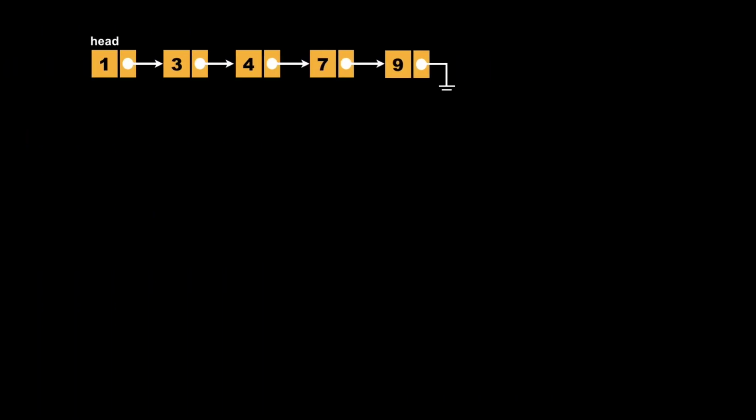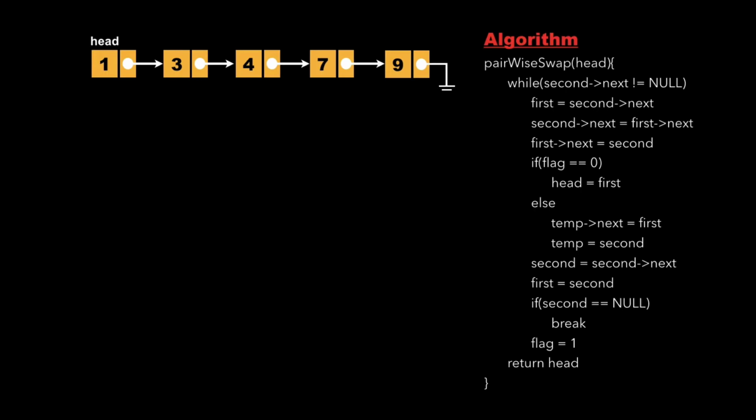So now let's have a look at the approach to solve this particular problem. The intuition behind solving this problem is that at a time we consider a pair of nodes or two nodes, then we swap those nodes and then we point the next pointer of the end node to the next pair. The right side of the screen shows the algorithm where we have a function called pairwise swap whose argument is the head pointer of the linked list.